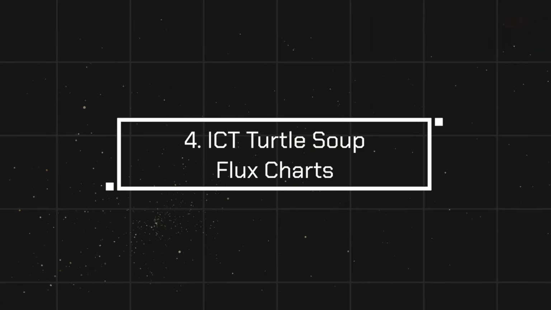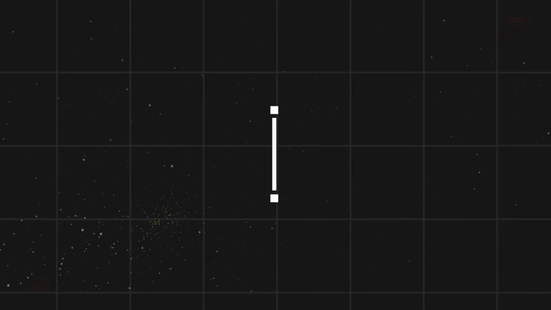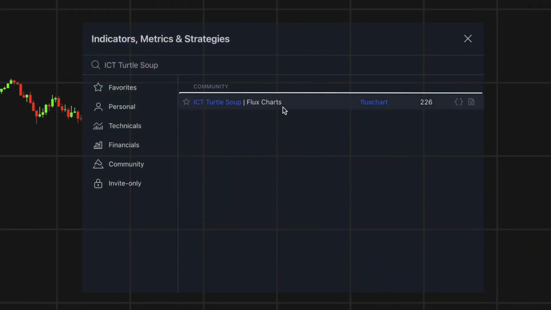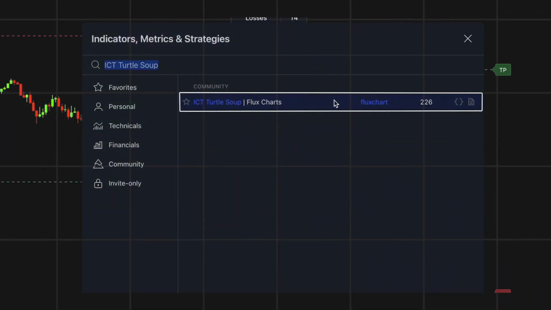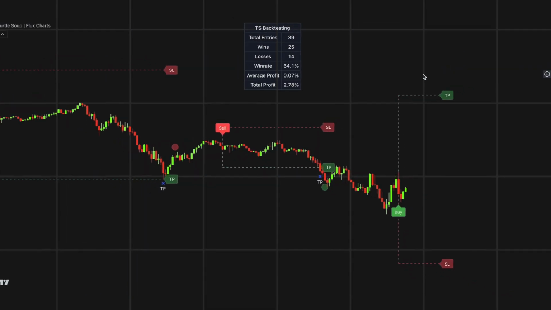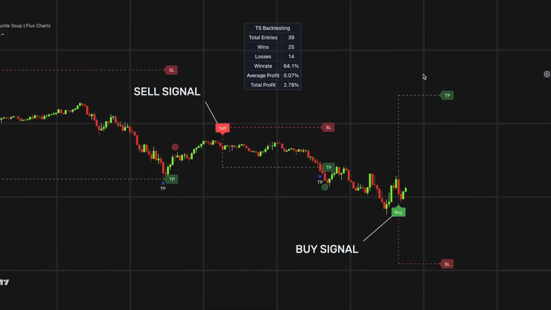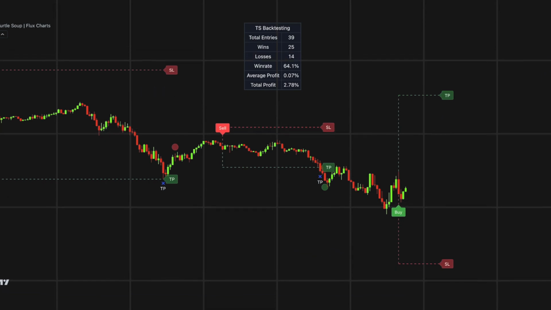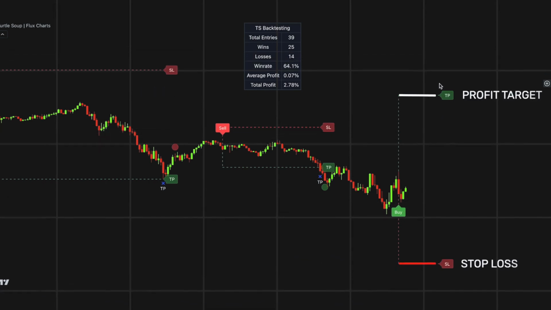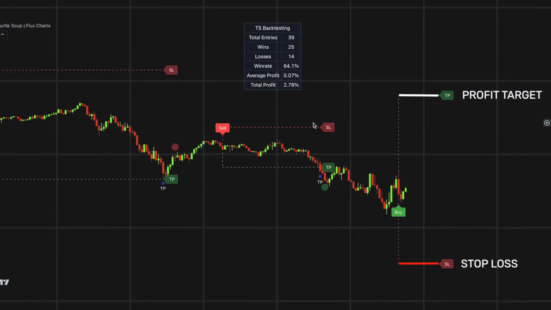The fourth indicator on our list is ICT Turtle Soup by Flux Charts. For those of you who like simplified trading, this indicator is a must-have. This indicator's buy and sell signals are based on liquidity grabs and market structure. It uses higher time frames for entry confirmations. This indicator uses average true range when placing the stop loss and take profit levels.